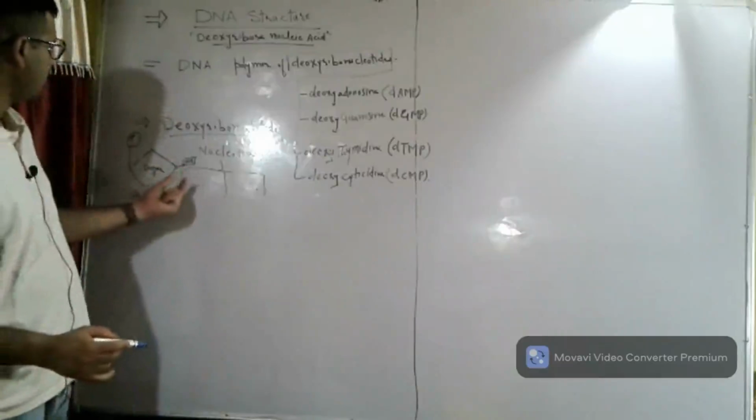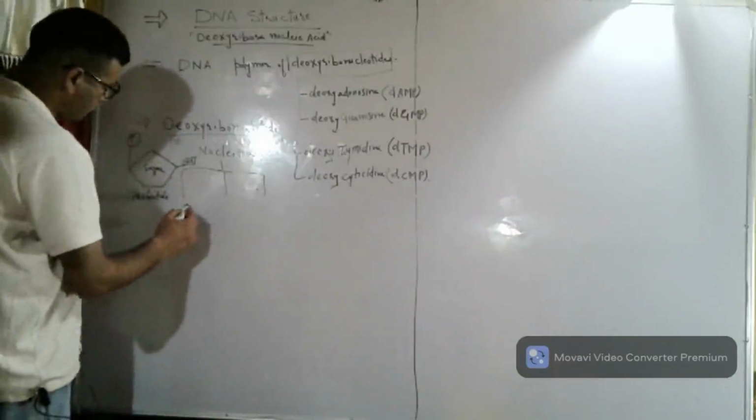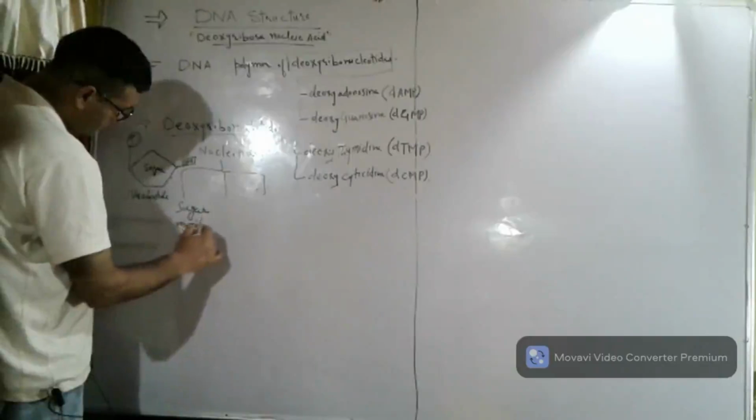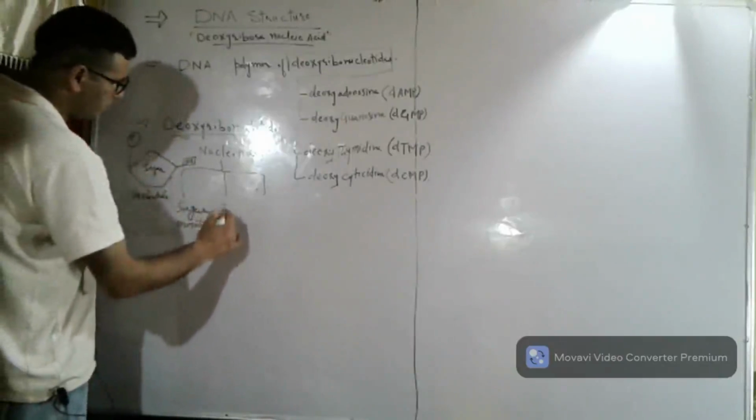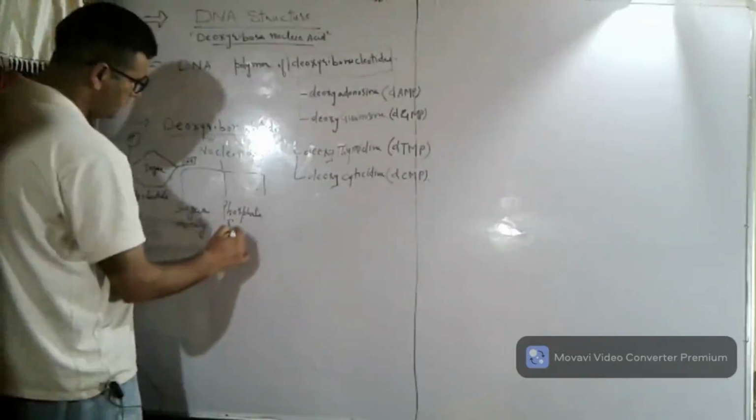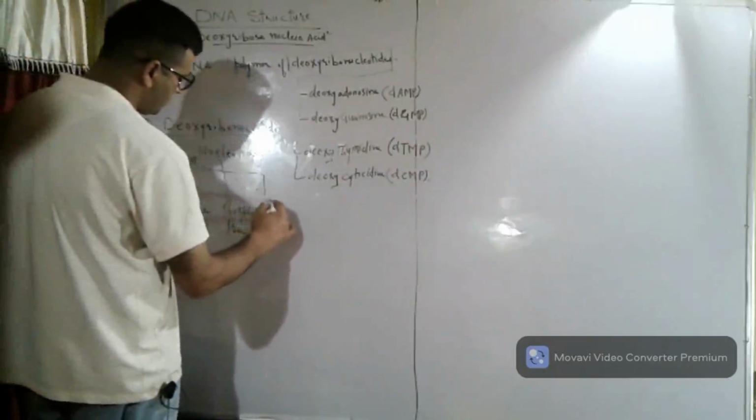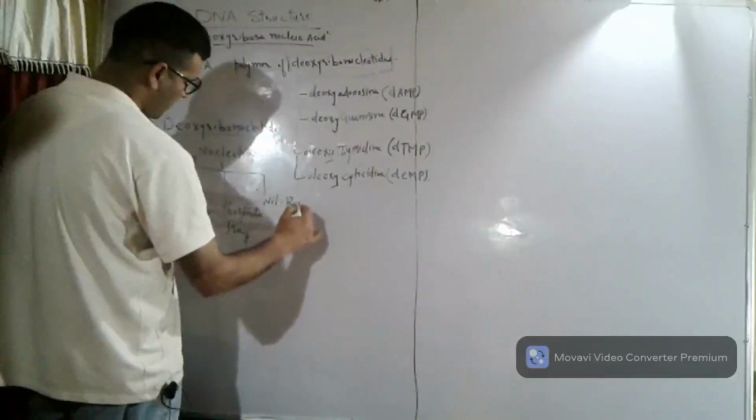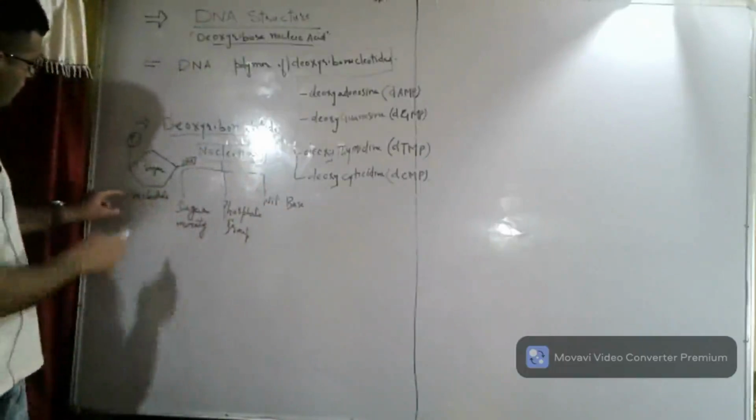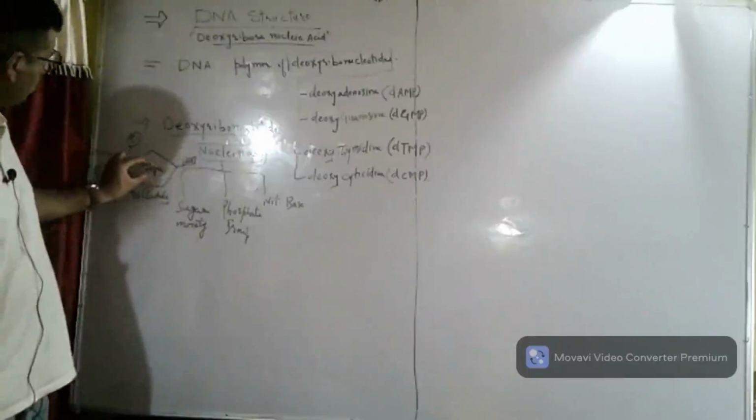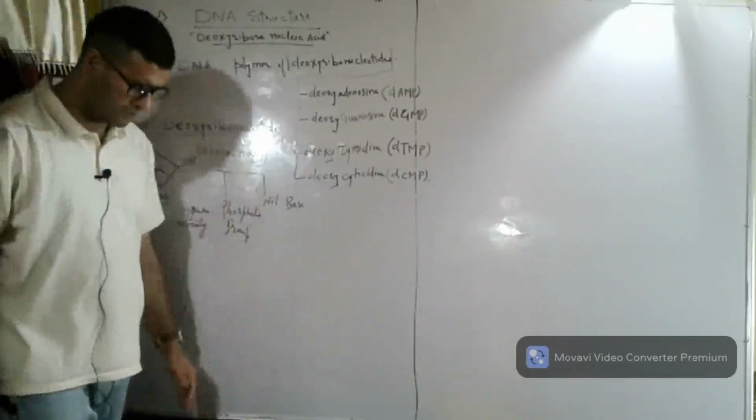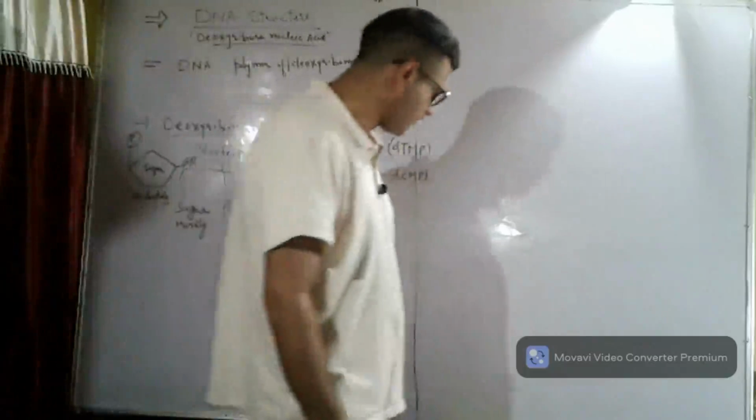So we can say that we have three components. One is the sugar component, the sugar moiety, another is the phosphate group, and the nitrogenous base. In a typical nucleotide, this is the sugar component, this is the phosphate group, and this is the nitrogenous base. We will discuss them one by one.